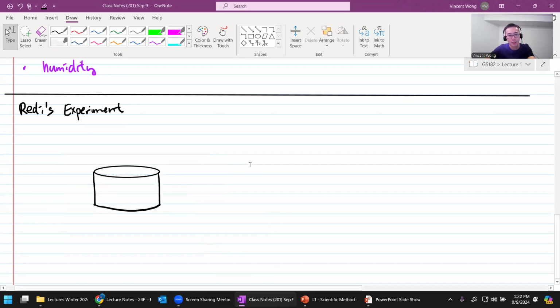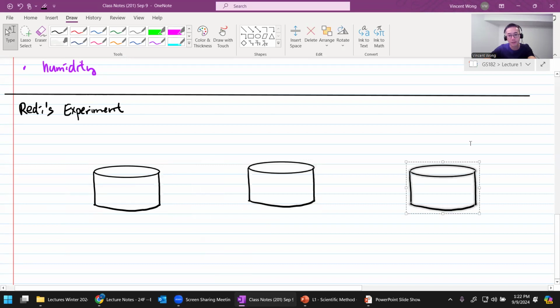So that's the first jar. He has a second jar, and then he had a third jar right here. He put a piece of meat in each of them. That's the meat. Another meat. And then another meat.